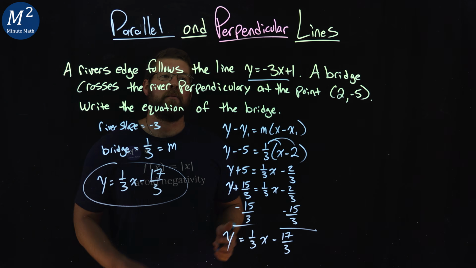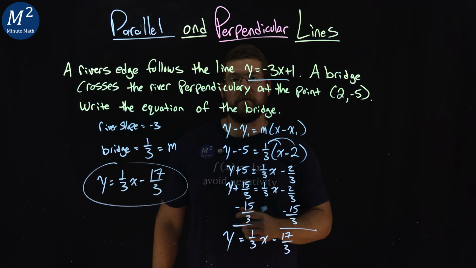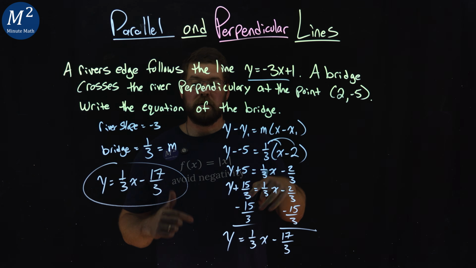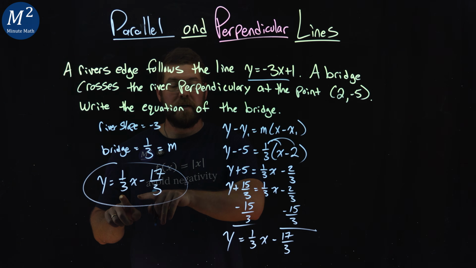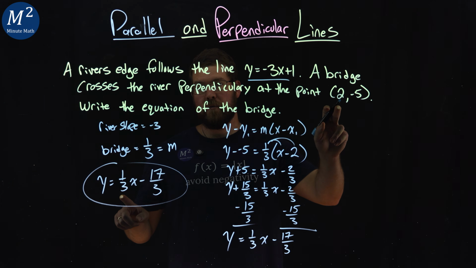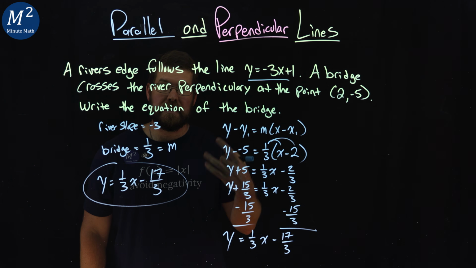So after all that, we found, given the line of the river, y equals negative 3x plus 1, we know the bridge is perpendicular, so it has a negative reciprocal slope. And this equation now represents the bridge that passes through the point (2, negative 5). And so we have our equation, y equals 1/3 x minus 17/3.